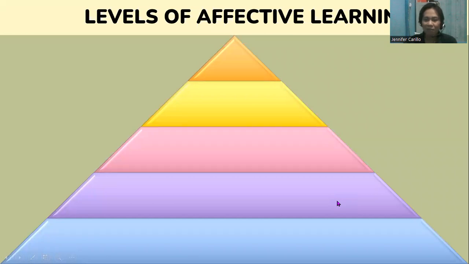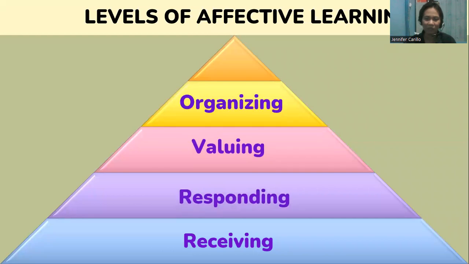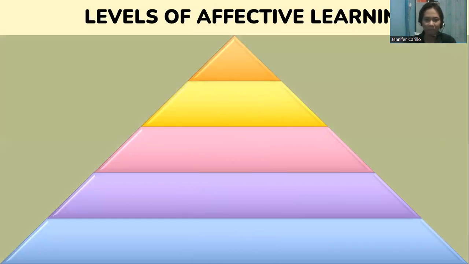So let us have an overview of the 5 levels of affective learning. The simplest and the first level is receiving. Next, responding. Next, valuing. Next, organizing. And lastly, characterizing. So let us explain this one by one. Let's start with receiving.